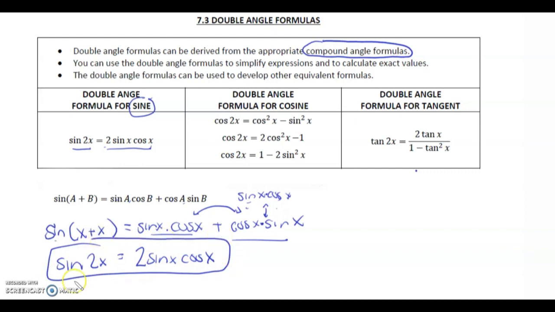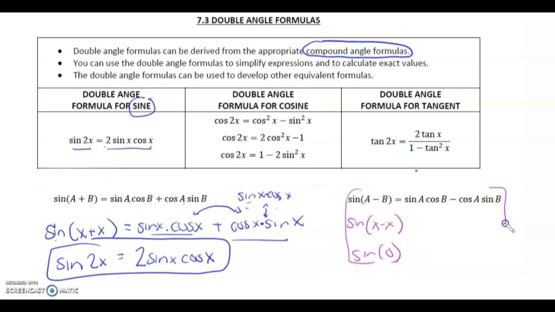Now let's take a look at the other sine compound angle formula. If we had sine a minus b, like an x minus x, it would just be sine 0, which doesn't actually make sense. So that's why there's only one equivalence. We wouldn't do the subtraction, we would do sine a plus b. In other words, x plus x, 2x.